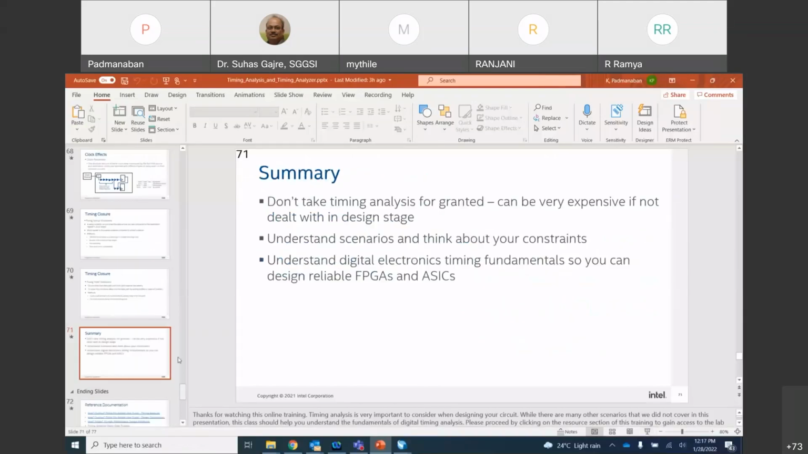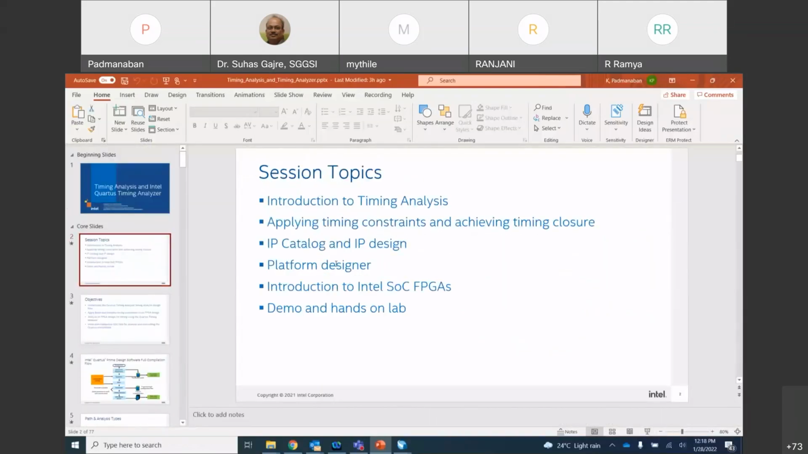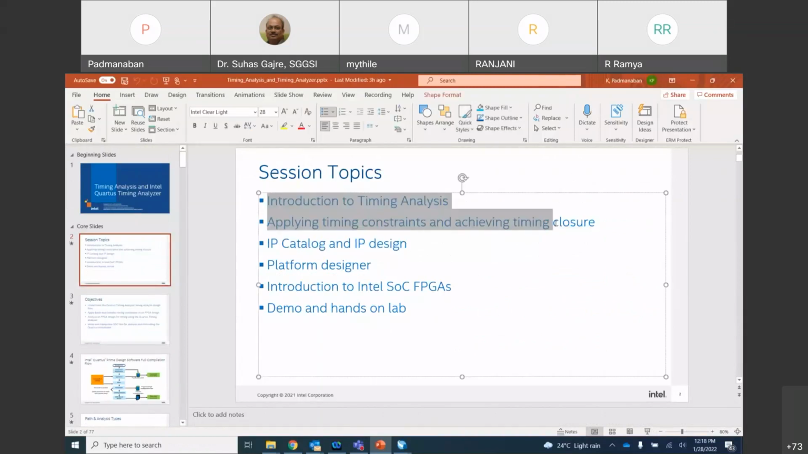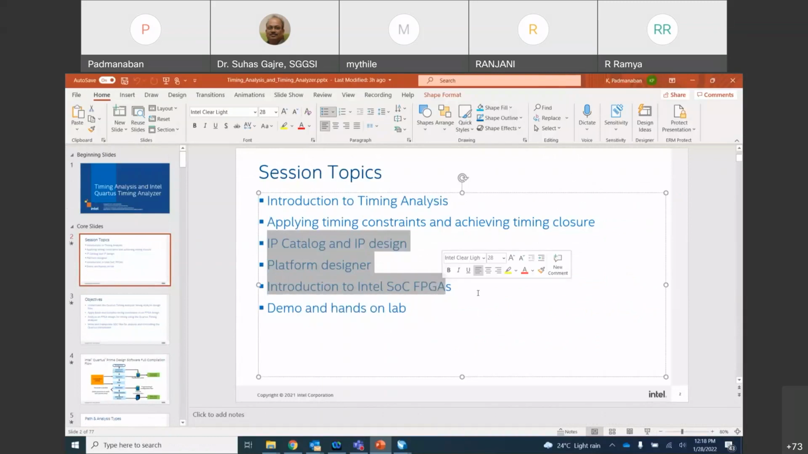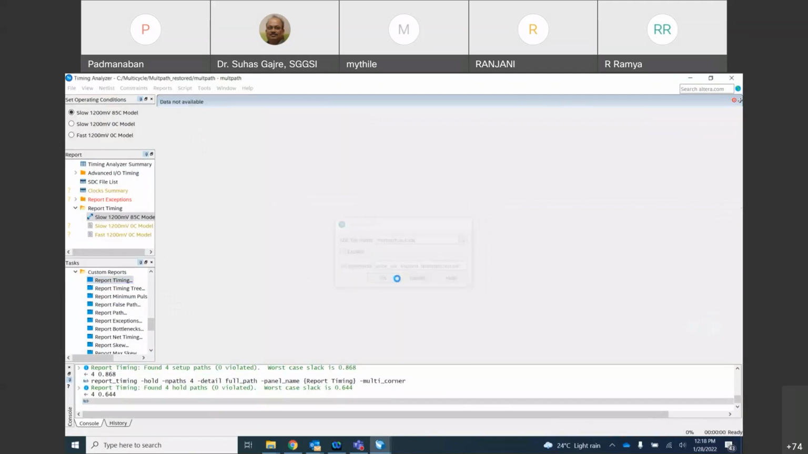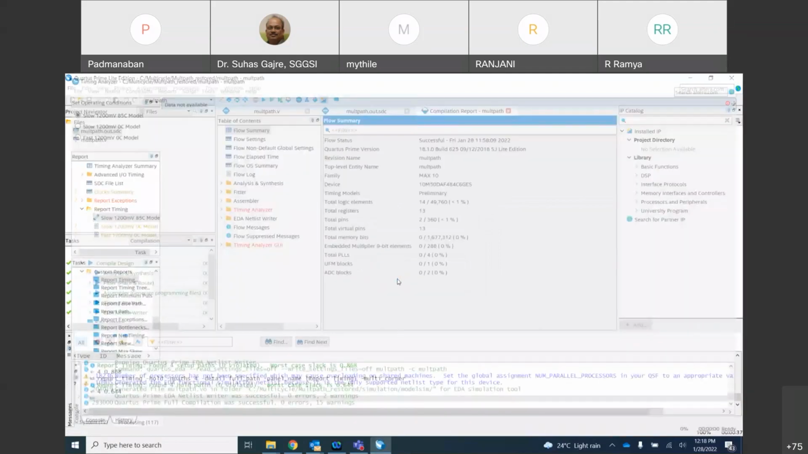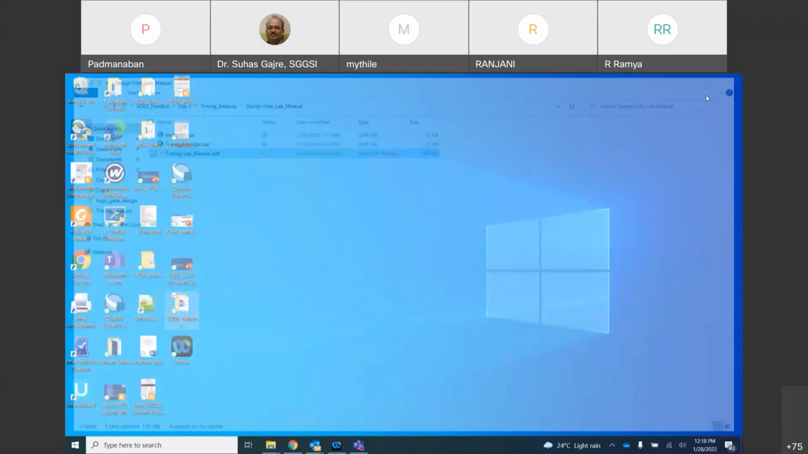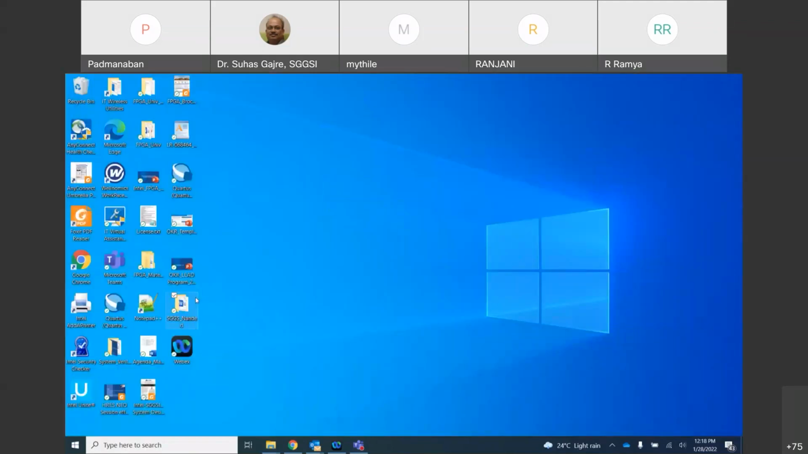Okay, so to revisit what we have seen, the first section is done. We have seen how to apply timing constraints, and now let us move on to understanding the basics of the IP catalog, IP design, Platform Designer, and an introduction to Intel SoC FPGAs. I will show that to you with quick demos so that we can get a detailed picture of SoC design tomorrow. Right, let us go through that right now. I will close all the designs, and then we open the Quartus Prime design software again to work with the IP catalog.